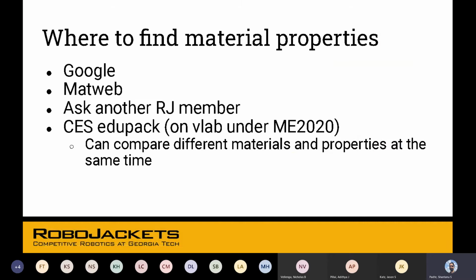So, how do you find material properties? Well, Google, of course. But MatWeb is a good source. MatWeb has a lot of different properties, and as long as you know what you're looking for, it should be an easy site to look through. Or you can always ask another RD member. I just keep thinking of Young here, but I don't think he's very active right now. And the CES EduPack is available on VLab under ME 2020. That's the remote desktop that you can connect to.